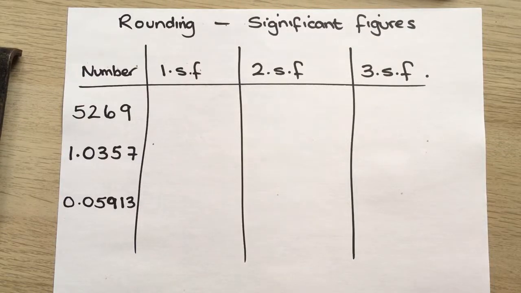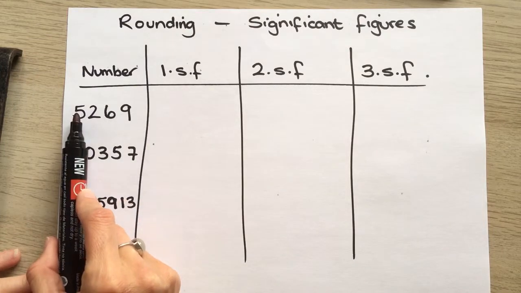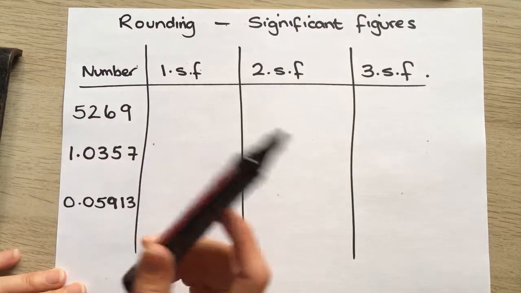We're going to look at rounding to significant figures. When we round to significant figures, it's different to rounding to decimal places. What we're looking for is starting to count from the left hand side. So what's the most significant?